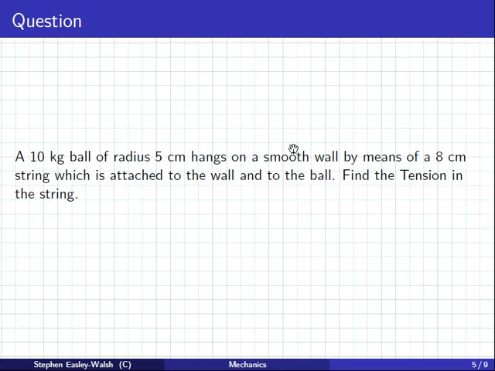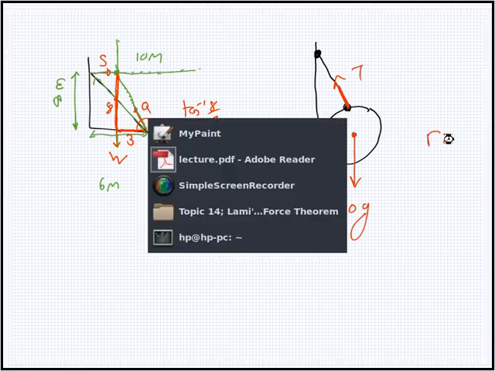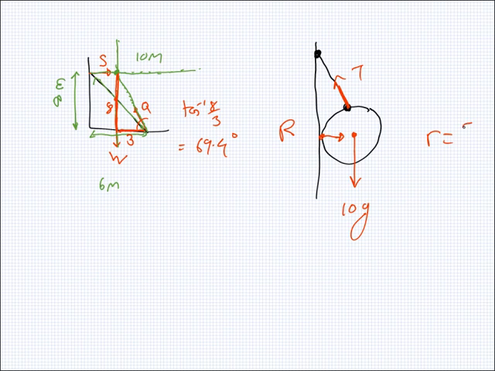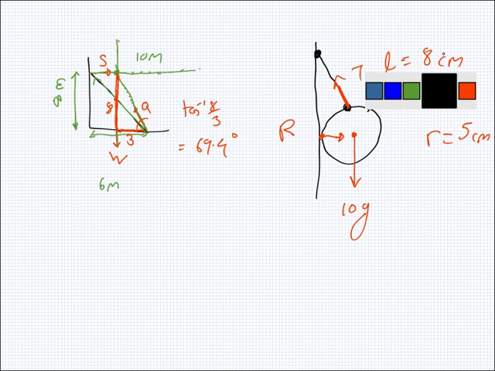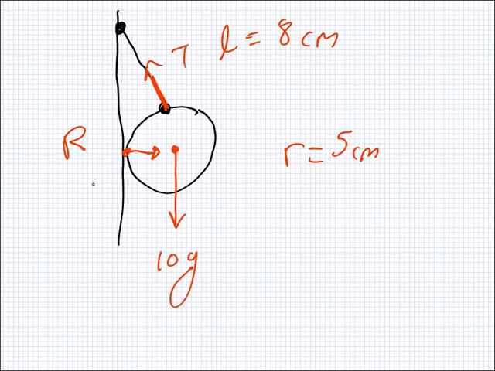Now, what did I say it was? That's 10g. The radius of the ball is 5 centimeters, and the length of the string is 8 centimeters. Right. Let's see what we can do with Lami this time. So can anybody tell me where the 3 forces meet on this picture?